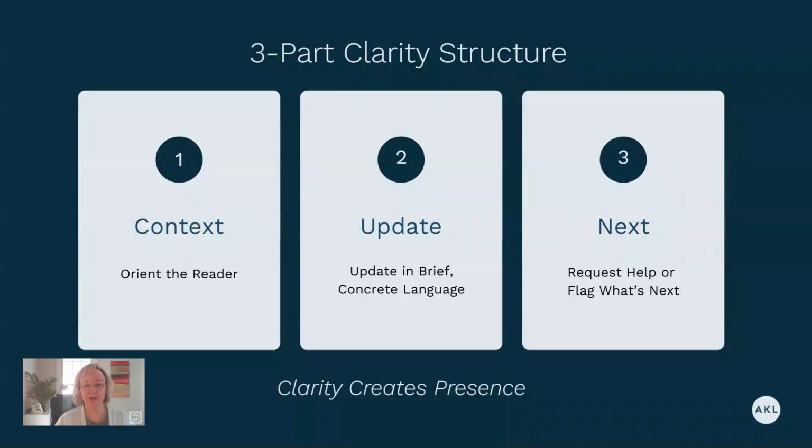So let's go over this three-part clarity structure a bit. First, we have the context, where you orient the reader. Then you have your update, brief, concise, to the point, concrete. Your update, the thing that you don't leave out typically. And then you might be asking for something, or you might simply be telling the world, your audience, what is coming up next. Let's look at a couple of examples.